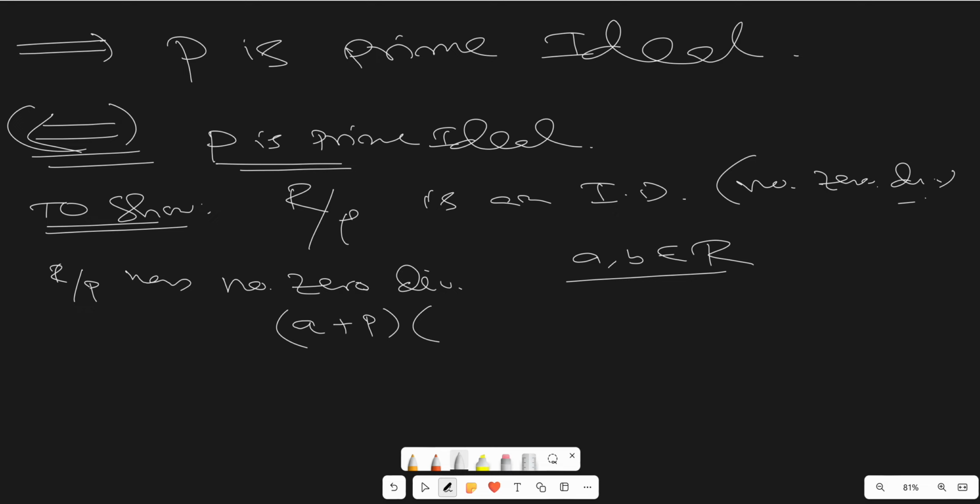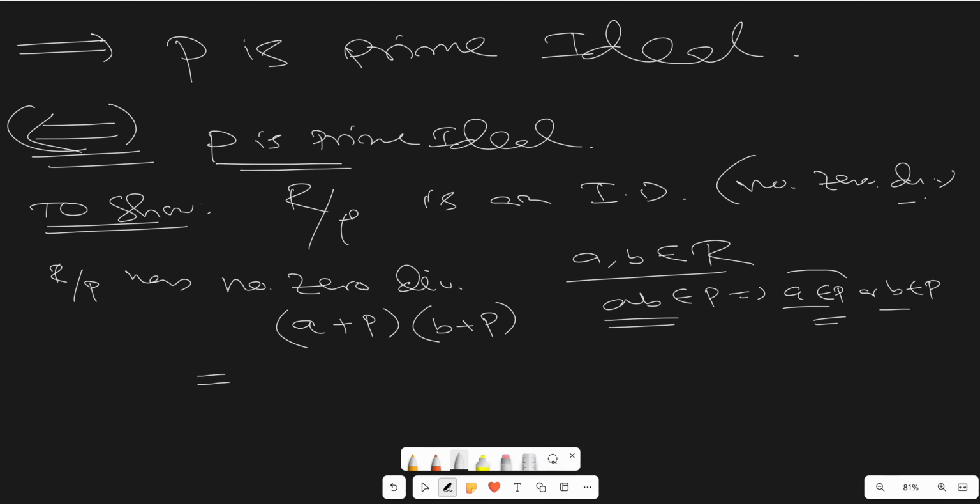And what do you have? P is a prime ideal, so ab inside P implies that a inside P or b inside P, right? You have this. So what do you think about a plus P, b plus P? Either a inside P or b inside P. So ab inside P implies either a inside P or b inside P. Suppose a inside P. What does it mean?